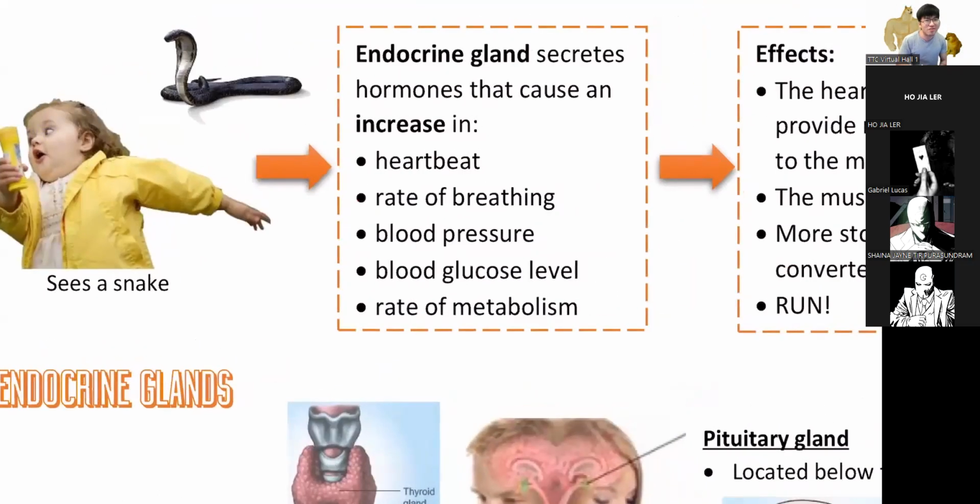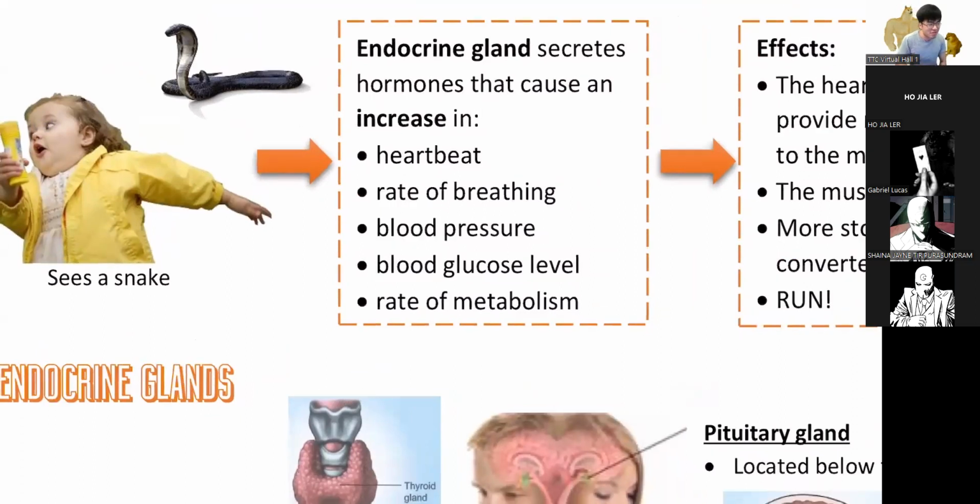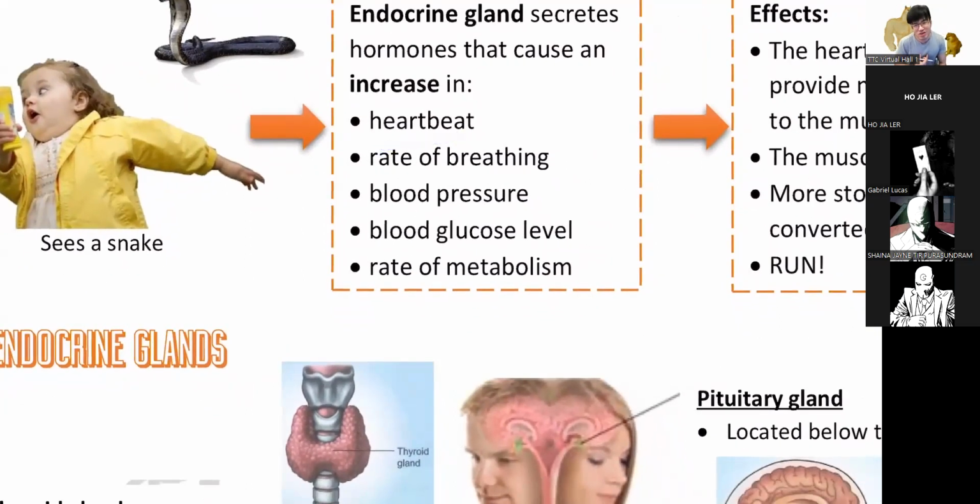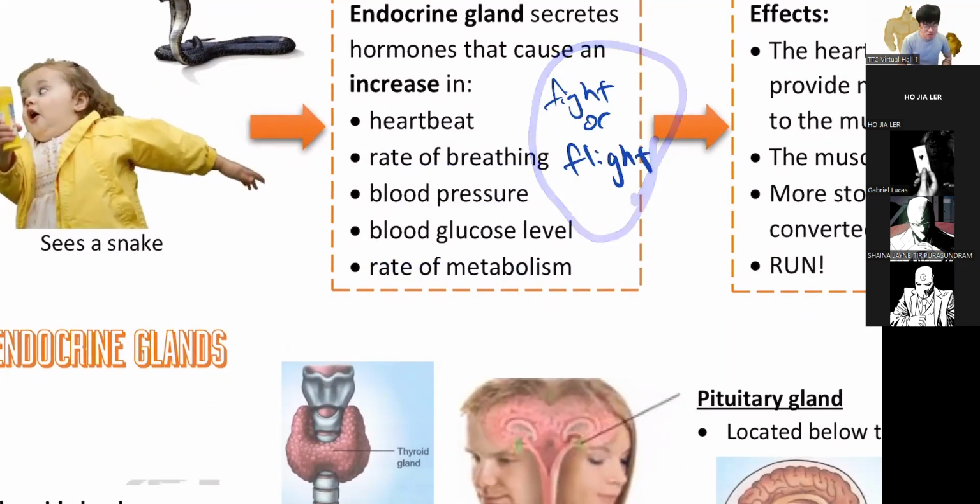So what does this adrenaline do? It's like a buff, like Gabriel just said. It gives you all these characteristics. It increases your heartbeat. If you're very panicked, you increase your breathing, your blood pressure, your blood glucose, and your metabolism. So basically your body is in overdrive, because this is what we call a fight or flight response. Have you heard of it? What does fight or flight mean? Either you fight the danger, you fight your enemy, or you flee away from it, that means you escape. So either you face the danger or you escape from it.